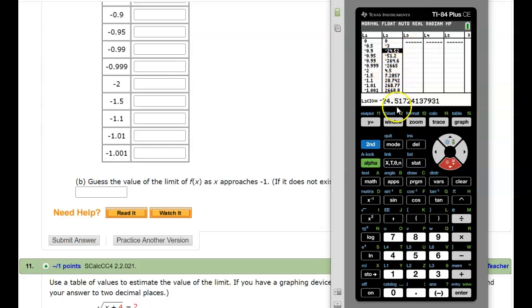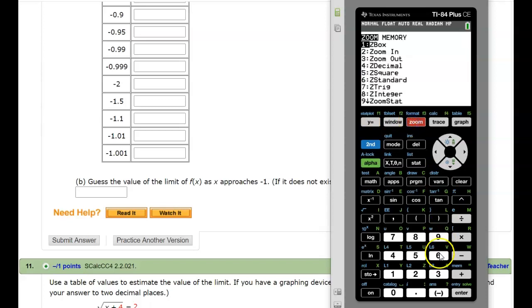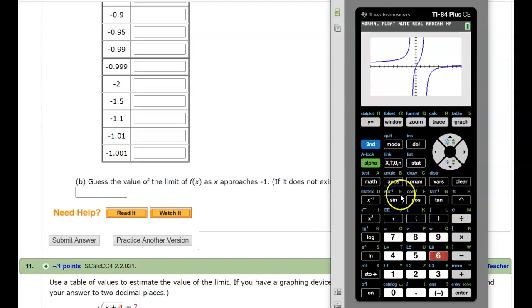I can corroborate that by going back to my window. Well, actually, let's do y equals, is where we put this, right? We have that equation in. I'm going to do a zoom 6 because I know I played with the window last time. And around -1, right in here, I've got a vertical asymptote. It goes off to positive infinity on the left, and on the right, it goes to negative infinity.